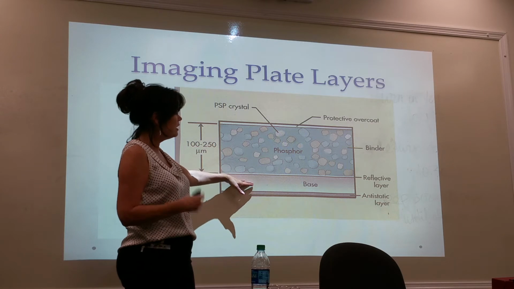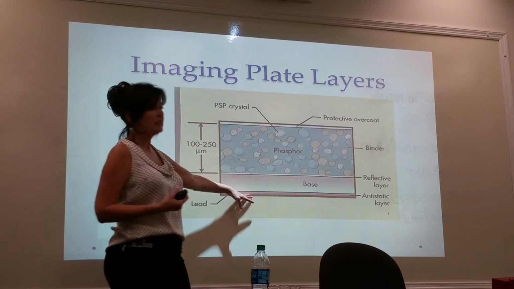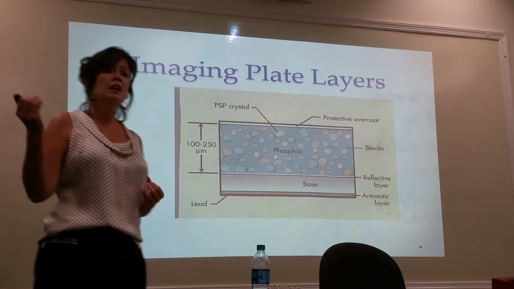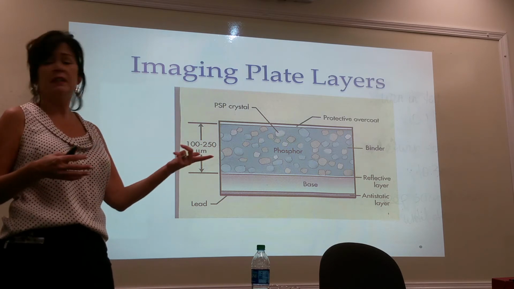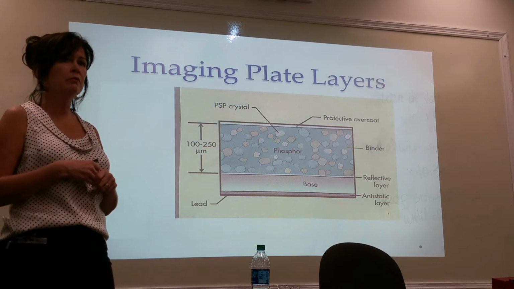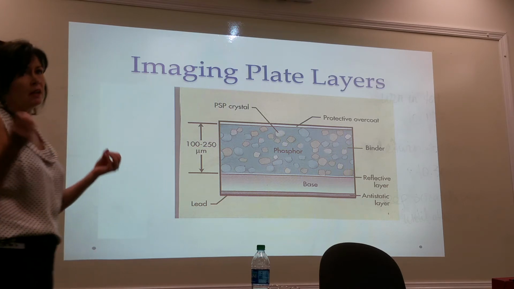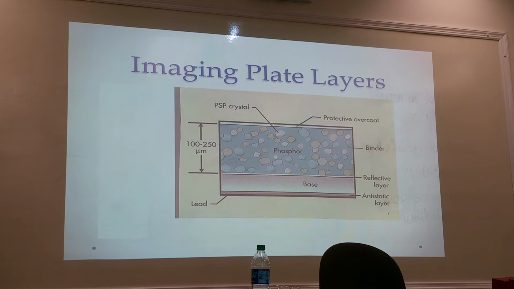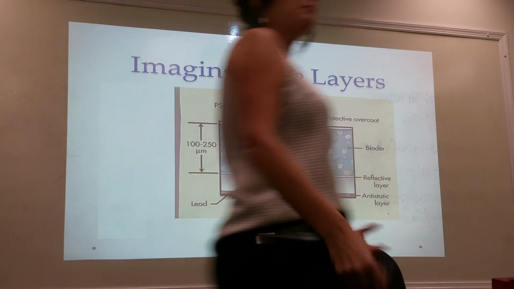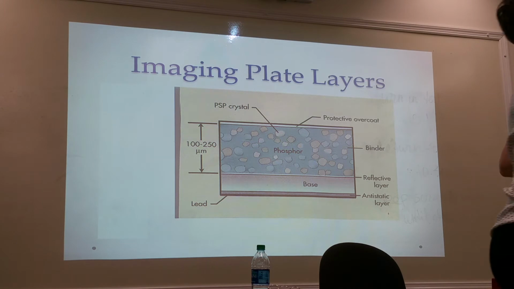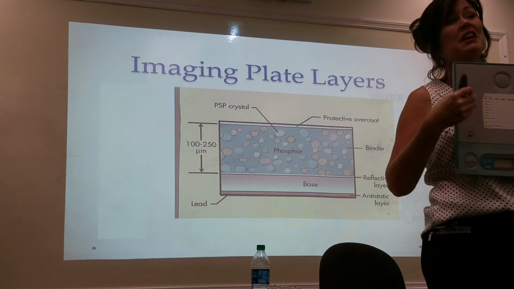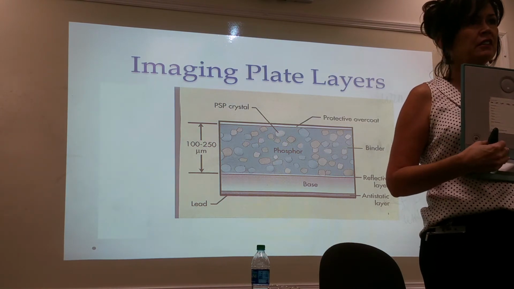So here's the base, of course, for support, and then an anti-static layer. You can imagine if static electricity were to get a hold of the plates, then it would cause a discharge, and you would not get an image in that area. The pixels wouldn't be activated. And then some lead. What's the lead for? Absorption. Absorption of what? The lead is towards the back. For any leakage radiation? What kind of radiation? Or scatter. Okay, specifically what kind of scatter?